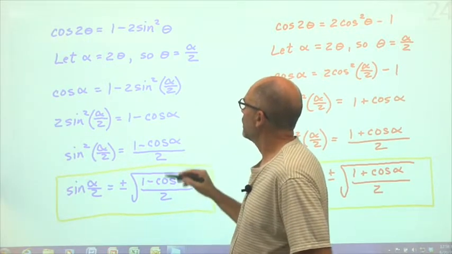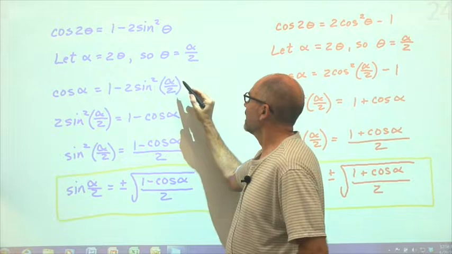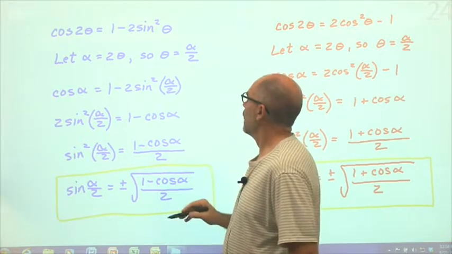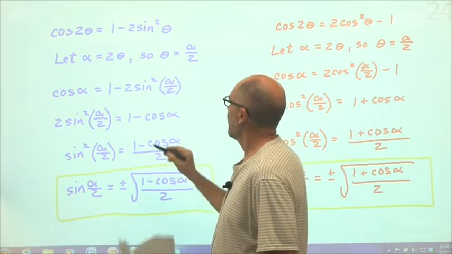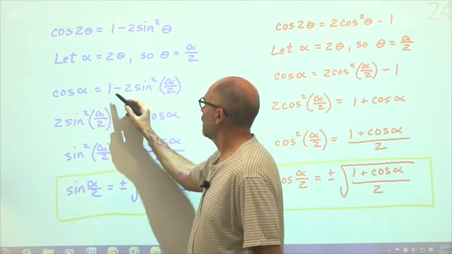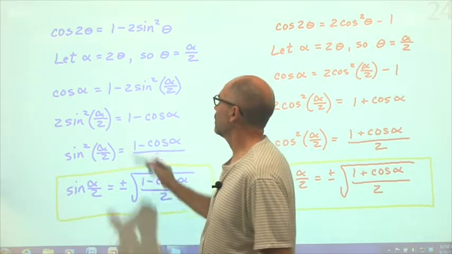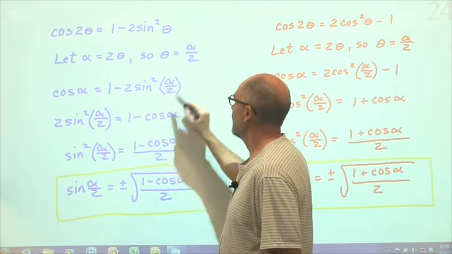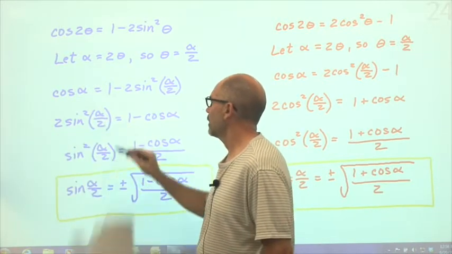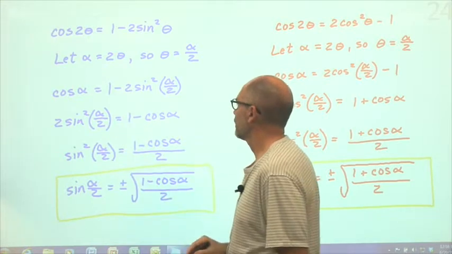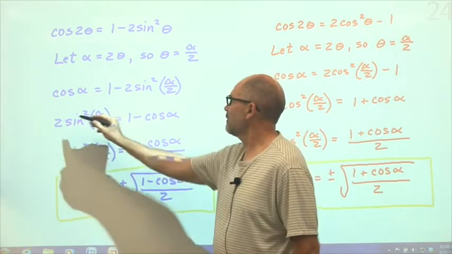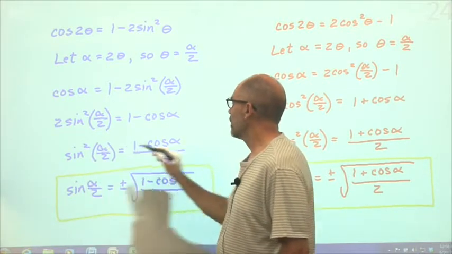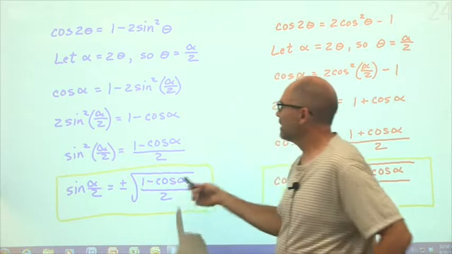Now, what I'm trying to do is get the sine of alpha over 2 alone. So how do I do that? Well, first, I need to get the 1 out of here. So basically what I did was I put the cosine alpha over on the right as a minus, and then I added the 2 sine squared alpha over 2. Now what I do is I divide both sides by 2, and then I take the square root of both sides. Now what does this give me?